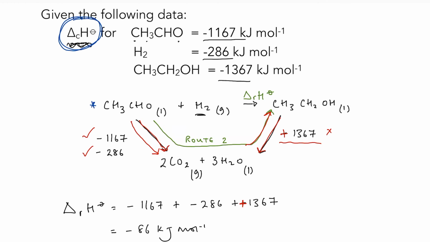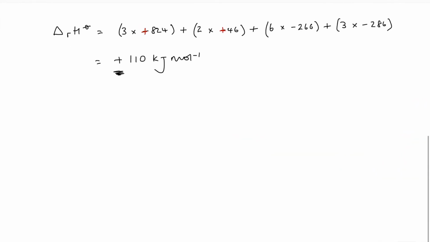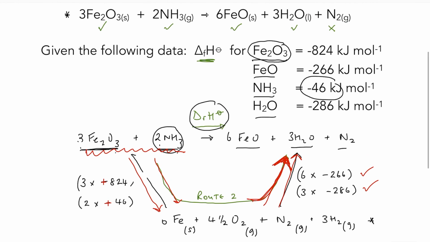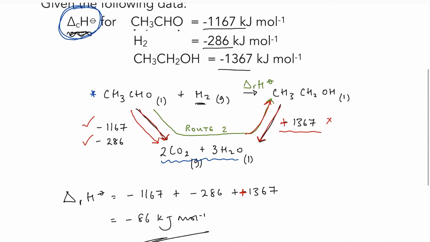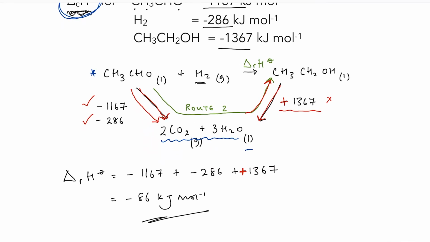If it's enthalpy of combustion data, then my bottom line is going to be carbon dioxide and water. If it's enthalpy of formation data, then my bottom line is going to be the elements in their standard states under standard conditions, balanced accordingly, and state symbols accordingly. So for combustion, that tends to be the water as a liquid, not a gas, that throws most students.